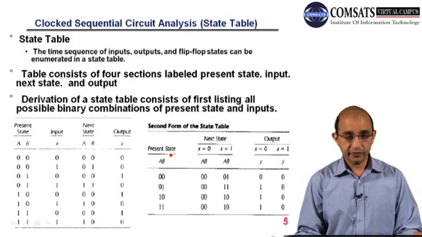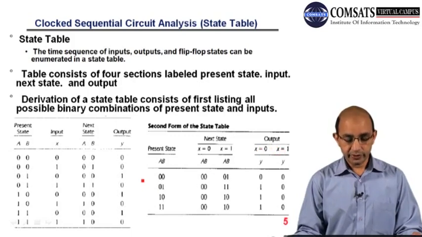So here what we have achieved, you can see that we have reduced the number of rows, right? And we have split the column for the input. So here we have a single input, and here we have two sorts of inputs, x is equal to 0 and x is equal to 1. So this is the next state for two possible values of the input, x is equal to 0 and x is equal to 1. And again here we have split the output column, for x is equal to 0 and x is equal to 1.